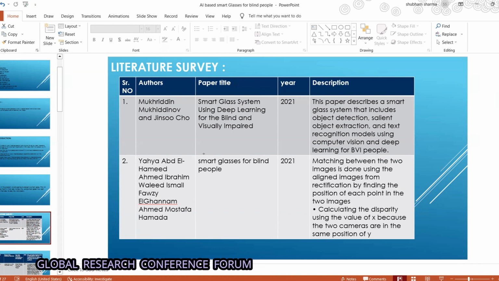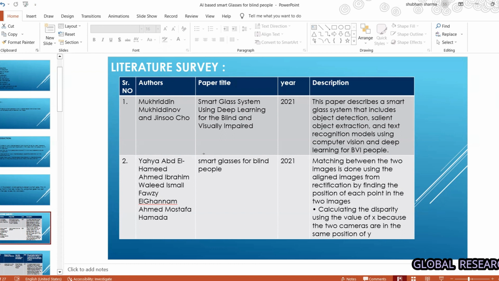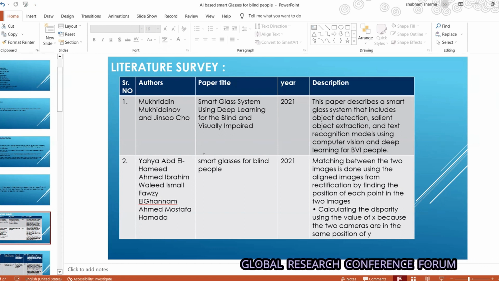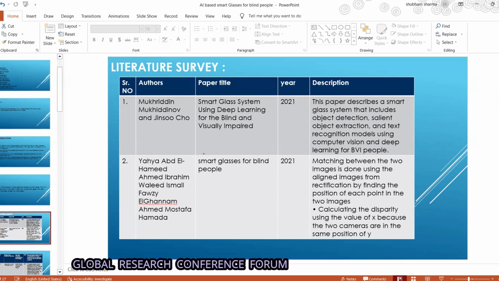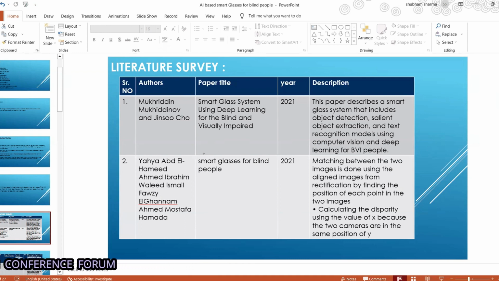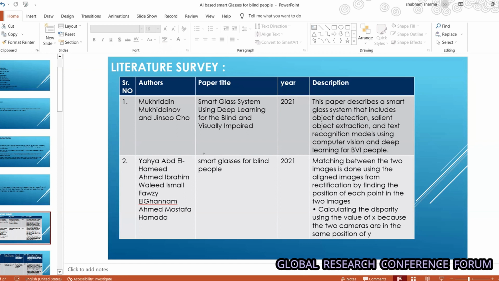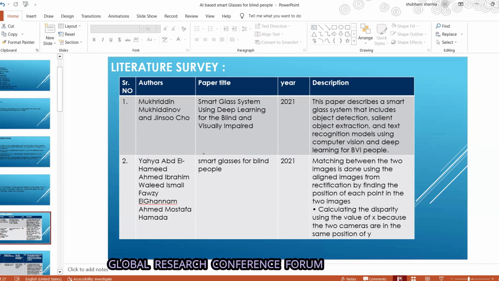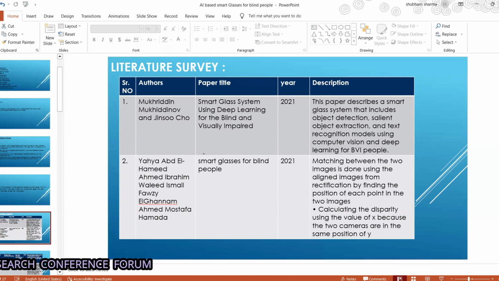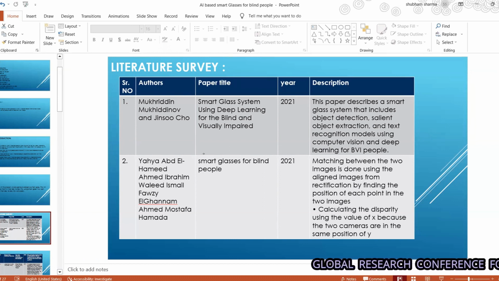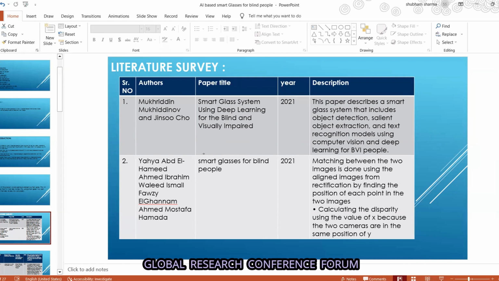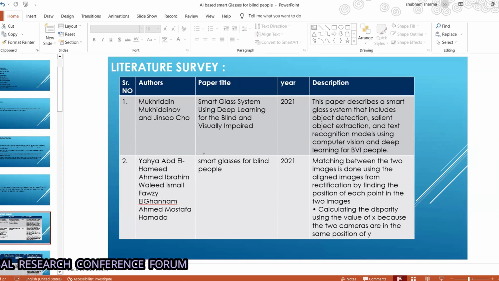The title of the first paper is Smart Glass System using Deep Learning for Blind and Visually Impaired People. This was published in 2021. Basically, this paper describes a smart glass system that includes object detection, salient object extraction, and text recognition models using computer vision and deep learning for BVI people. The next one is Smart Glass for Blind People. This was published in 2021.